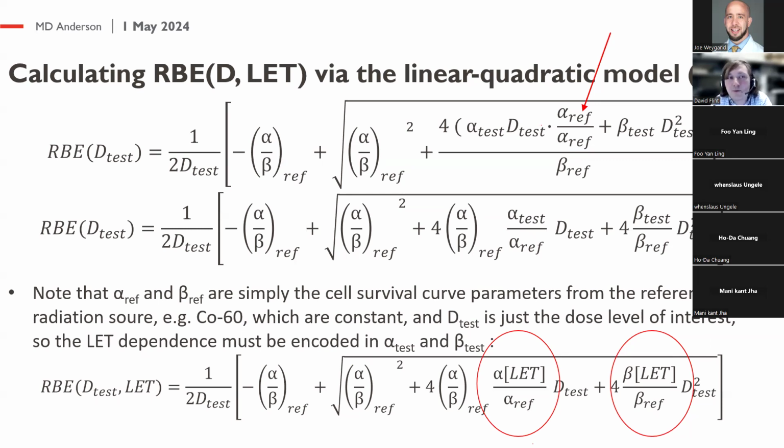How does my alpha parameter vary with LET? How does my beta parameter vary with LET? Or some other beam quality specifier, if you have a better beam quality specifier than LET.